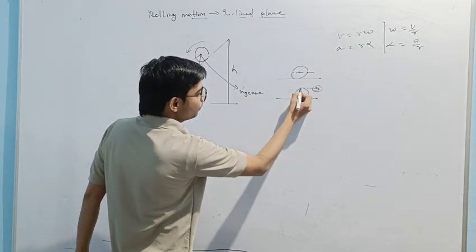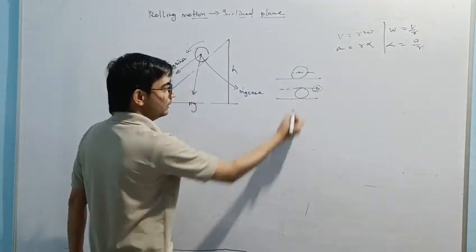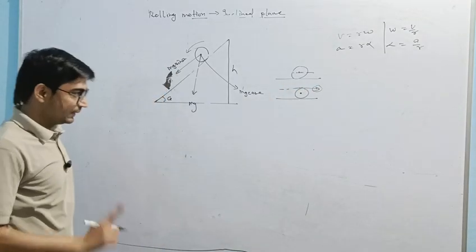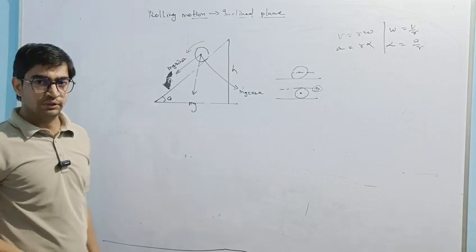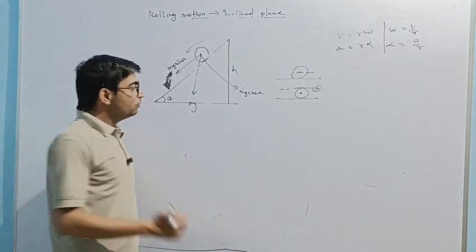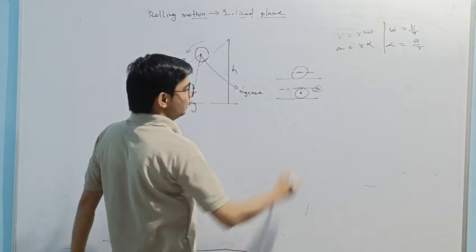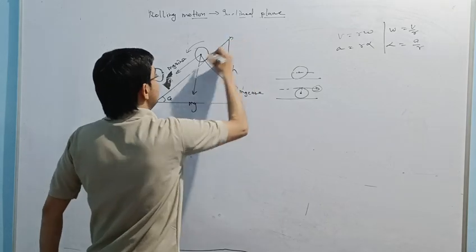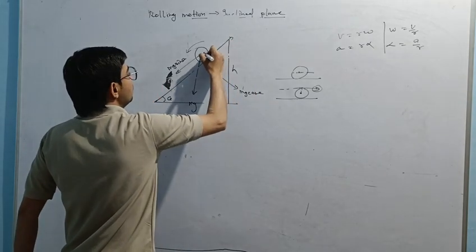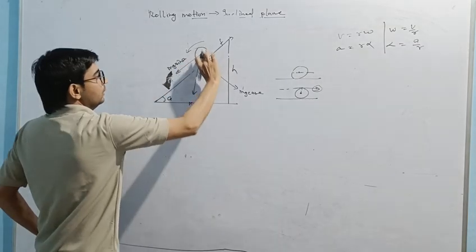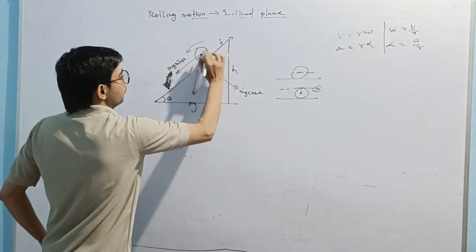Because this force is not passing through the center of mass. Center of mass is here, but the line joining of this force is not passing through center of mass. So for rolling, the line joining should not pass through center of mass. So the frictional force is like this, and this is the radius r. So this is small f, and this is radius r.